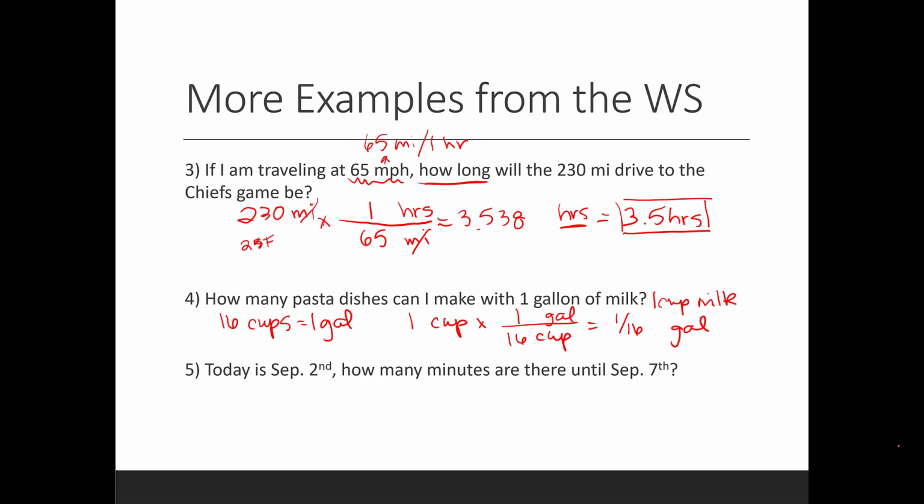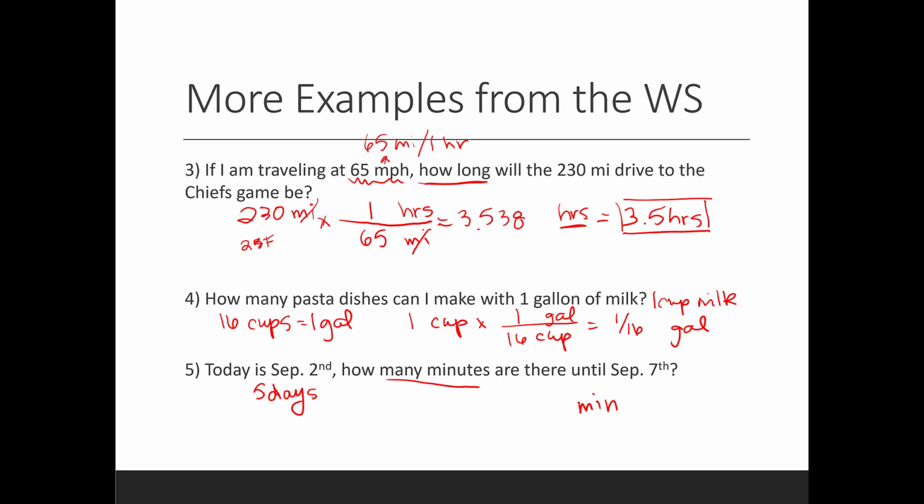Then the last one. Let's see, today is September 2nd. How many minutes are there until September 5th? This one was a little bit longer. Had you do a couple of different steps. So I want to know how many minutes are there. That's what I want to end up in, minutes. But what is my measured value? What is my original value? Well, if you think about it, it's days. I told you where we started and where we ended. So you needed to figure out that we started in days.